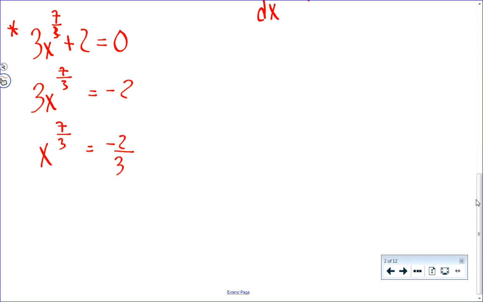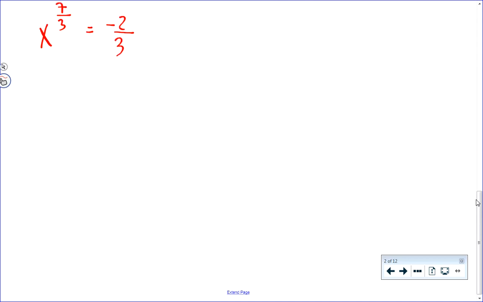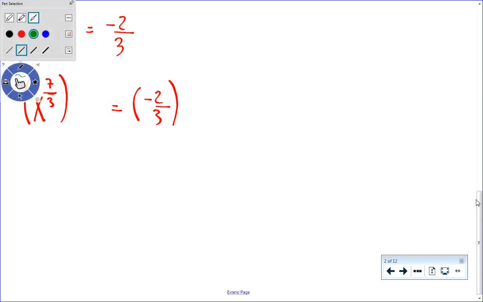And now how do you go about solving this equation? Well, you want to eliminate the exponent of 7/3, and I'm going to rewrite it just so I don't crowd things together here. What I'm going to do is take x to the 7/3 equals -2/3, and I'm going to raise both sides to an exponent. And the exponent I'm going to use is 3/7.